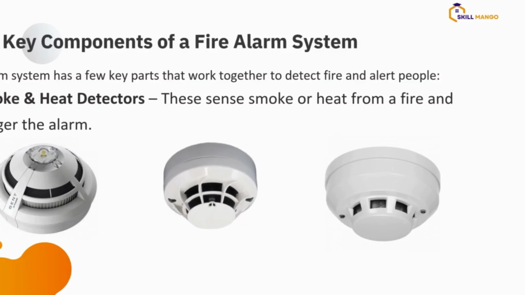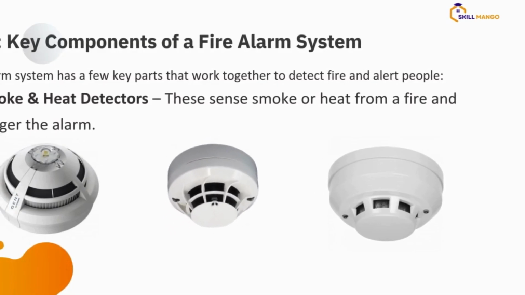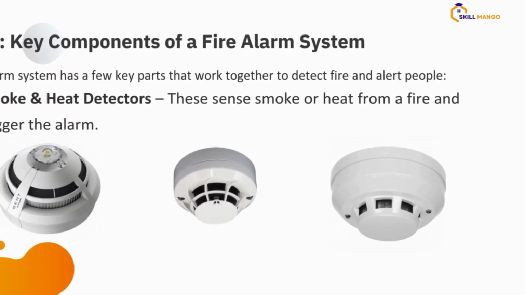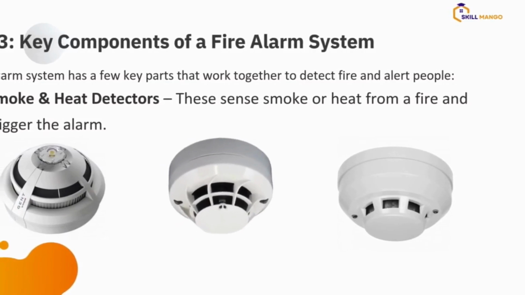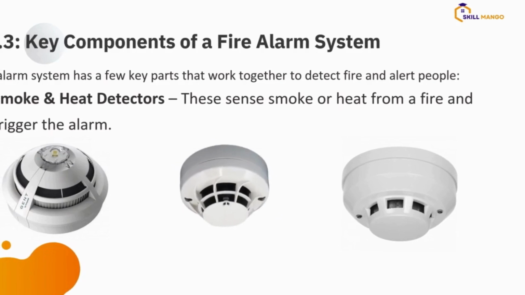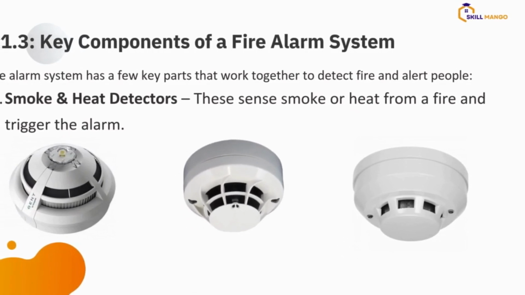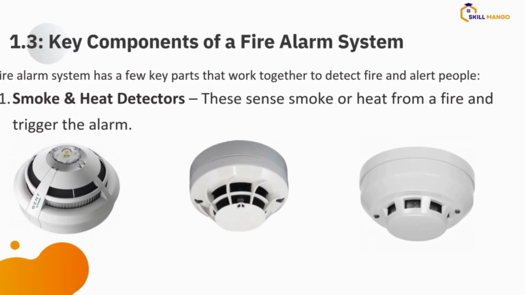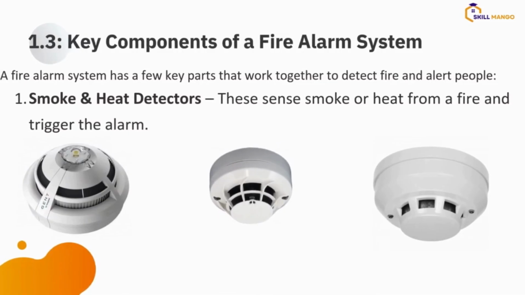Okay, so welcome back to this class. We'll be talking about the key components of a fire alarm system. Like we said, a fire alarm is a system, which means it's a combination of different equipment and devices. They are all interconnected and they're working together to achieve a common purpose of alerting people in case of a fire outbreak. So basically that's the work.